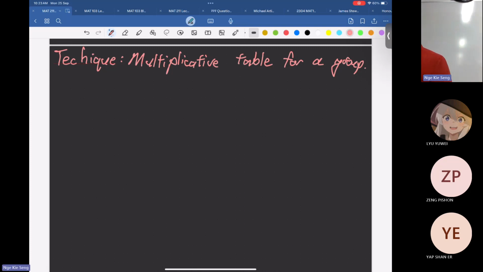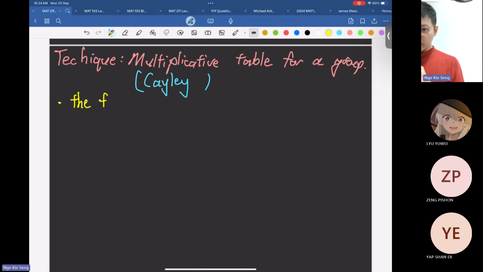Okay, so technique. We're gonna introduce this multiplication table. If you look at some textbooks, they will call it a Cayley table. This Cayley is quite famous in group theory. There's a famous theorem about every finite group, which we will introduce later. So for this Cayley table, what should we do? First, you fix your first row and the first column. What is typically in your first row and first column in your spreadsheet?